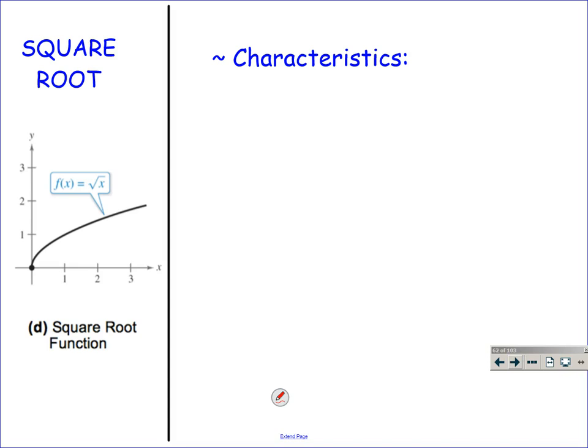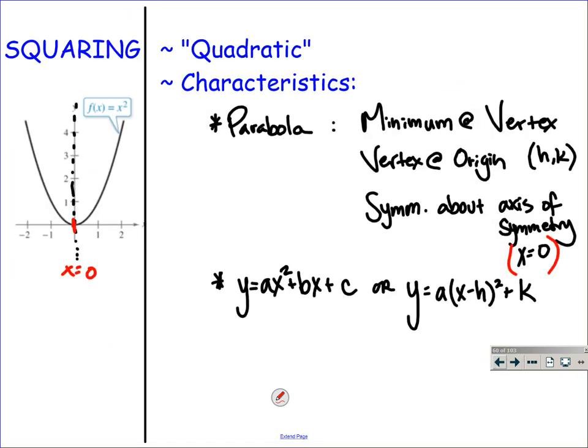Oh, hey, speaking of which, what's the domain and range of the squaring function? You didn't talk about it. Domain. How left, how right?